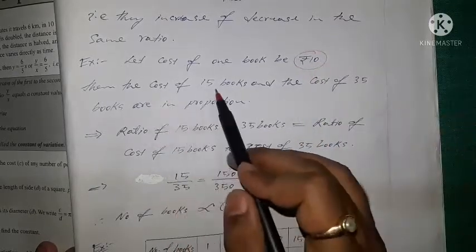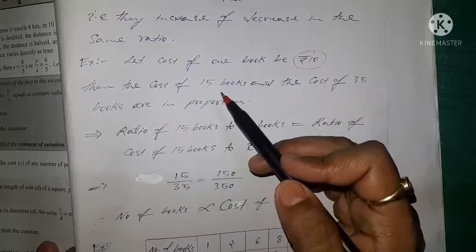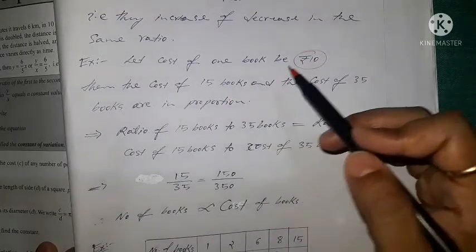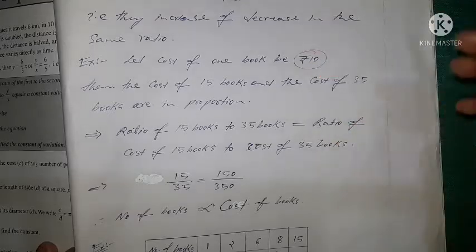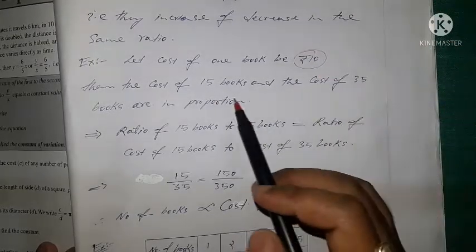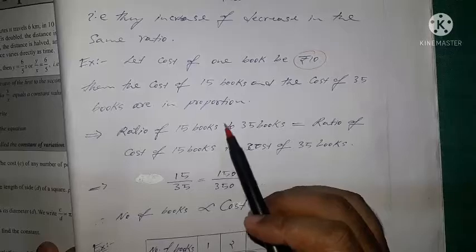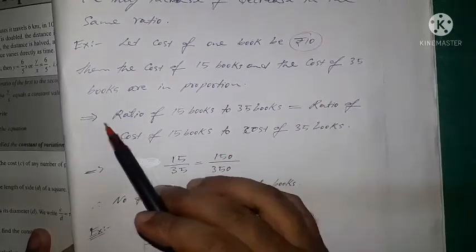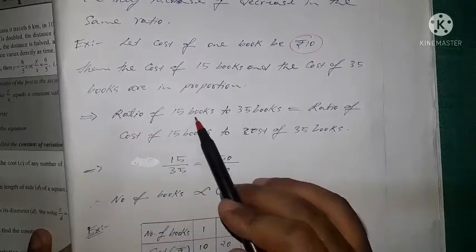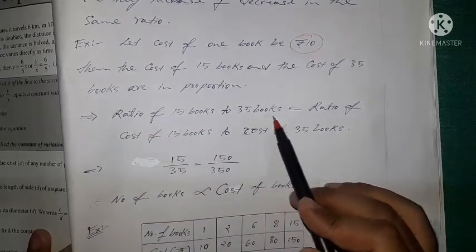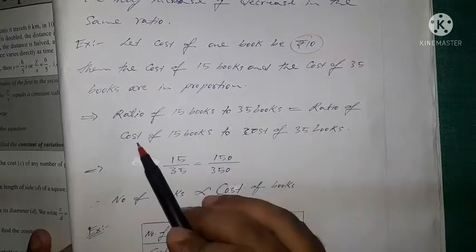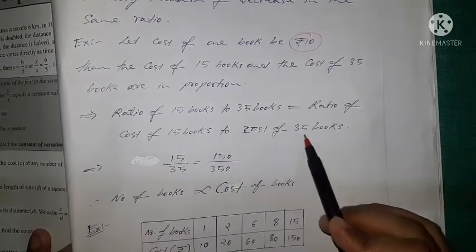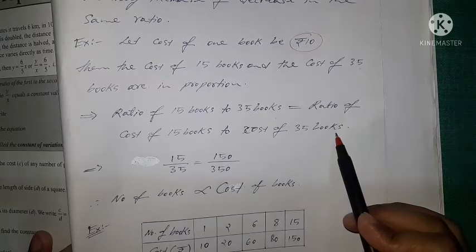So if you take 15 books, it will be 150, and if you take 35 books, it will be 350. That means they increase in the same manner. That means the cost of 15 books and the cost of 35 books are in proportion. Which implies that the ratio of 15 books to 35 books is equal to the ratio of the cost of 15 books to the cost of 35 books.